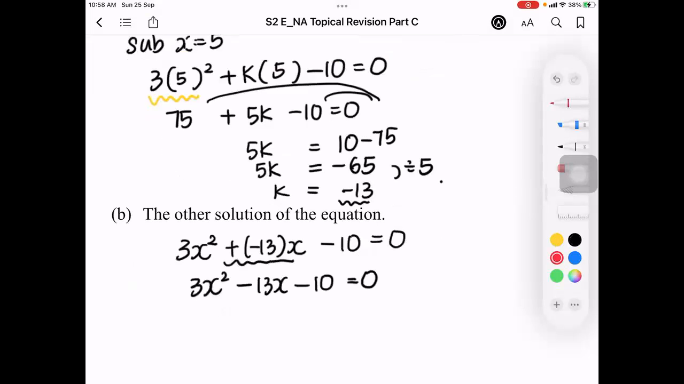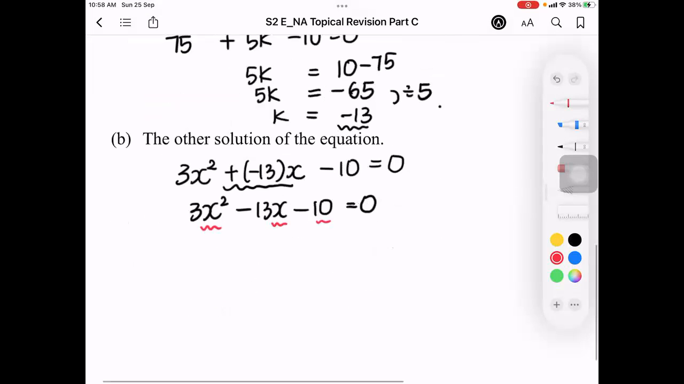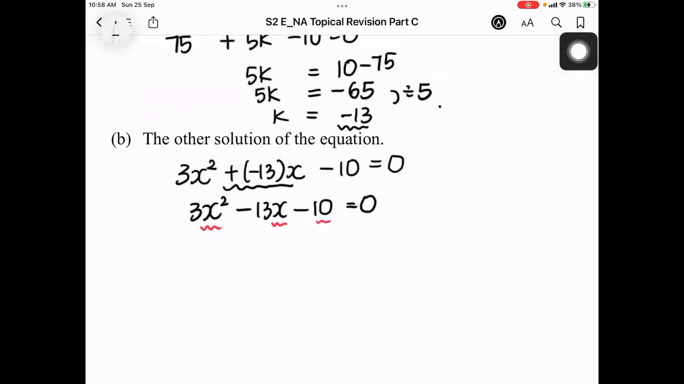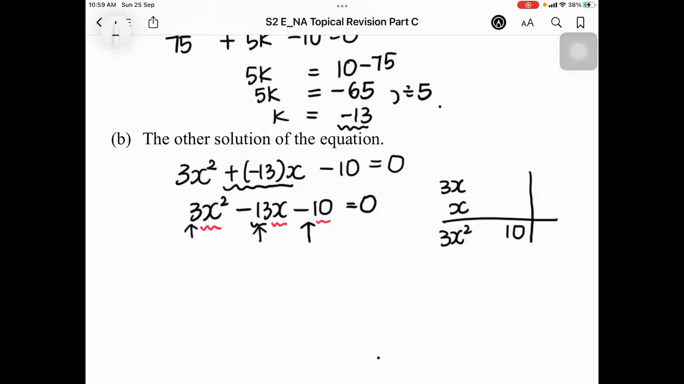Okay, then when you see now x squared, x, and a number, what do you do? You use the calculator, mode 5, 2, 2, or you can do this one. I want to get 3x squared, 3x times x. I want a 10. What number can I have? Mode 5, 2, 2. A is the number 3. B is the number negative 13. I always ask the question and answer myself. C is the number negative 10.